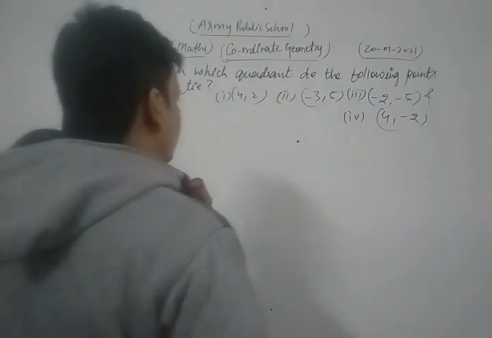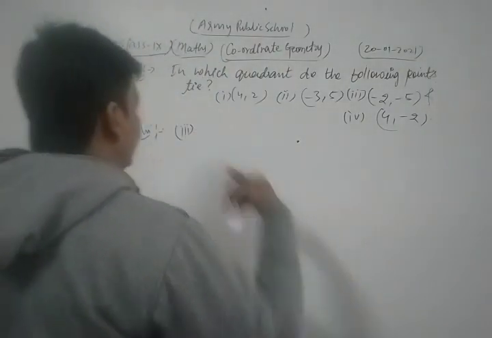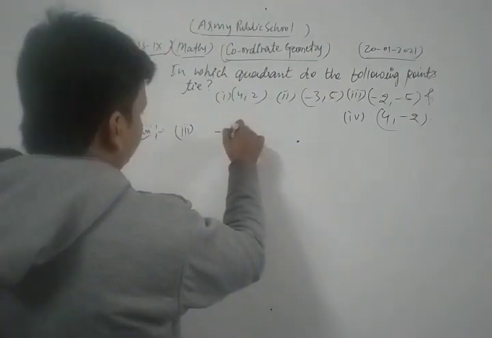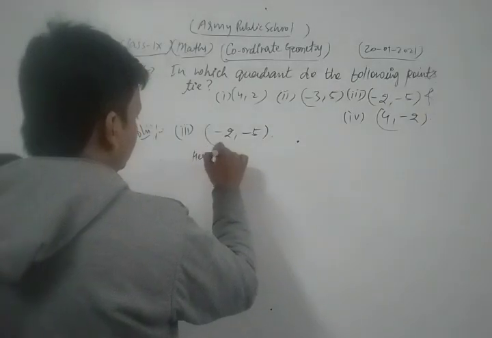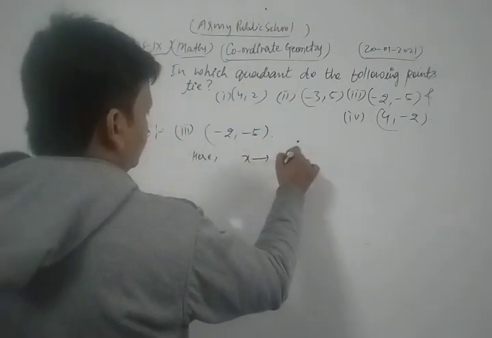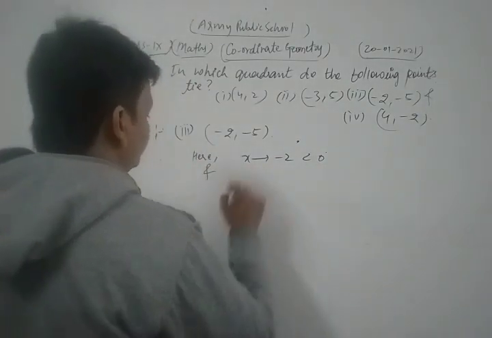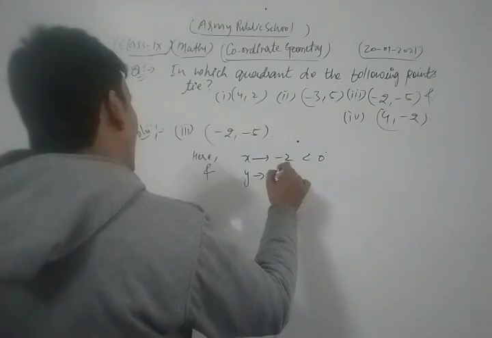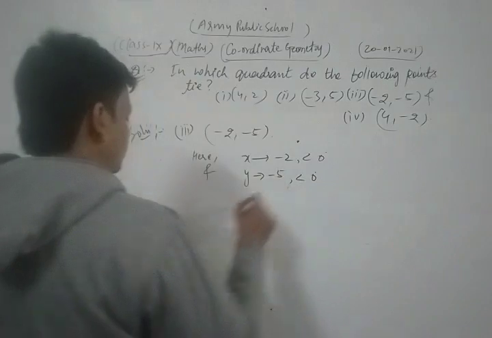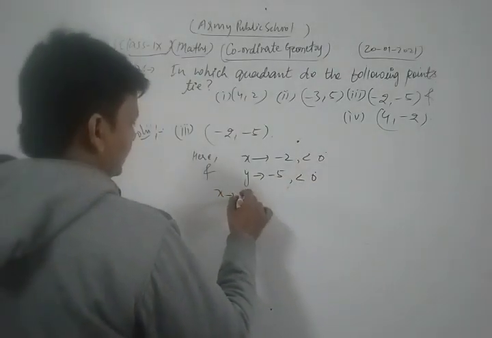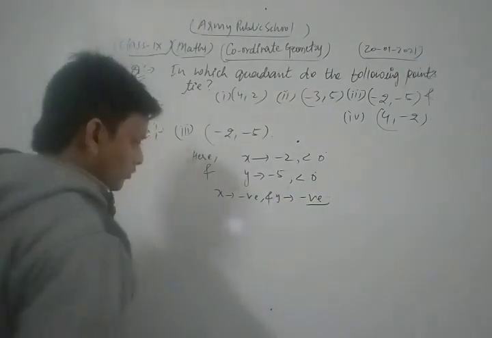Now we discuss the third part of this question. The third part of this question is (-2, -5). Let's see here, dear friends. Abscissa is -2, which is less than 0. And ordinate is -5, which is also less than 0. That is, x is negative and the ordinate y is also negative.